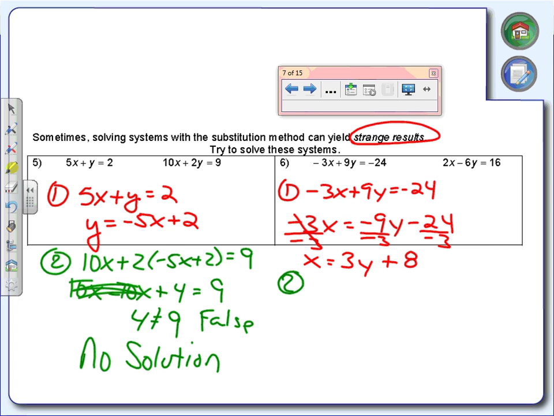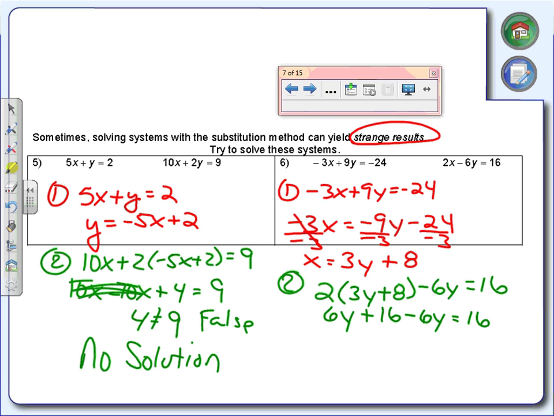Now we need to take that and plug it into the other equation. So now we're going to use the 2x minus 6y equals 16. Of course, we're going to replace the x with a 3y plus 8. And let's see what happens this time. 2 times 3y. 2 times 3y is 6y. 2 times 8. 2 times 8 is 16. So here's where I'm at so far.